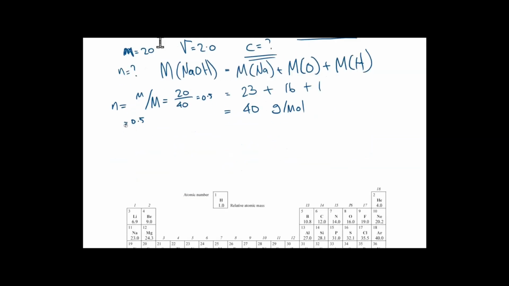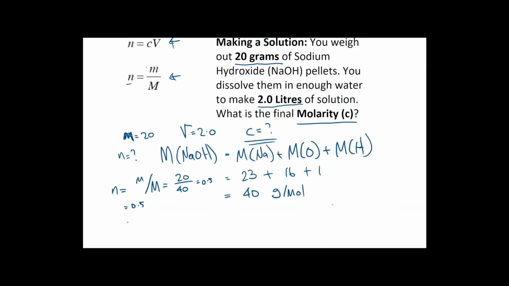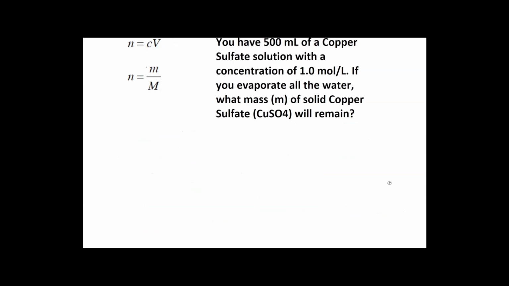Now we can use this one here to work out C. So N equals CV. We know that N equals C times V, and we know that N is 0.5, so 0.5 is going to be equal to the concentration times this volume, which is 2.0. So C is going to be equal to 0.5 divided by 2, which is going to be equal to 0.25 moles per litre.